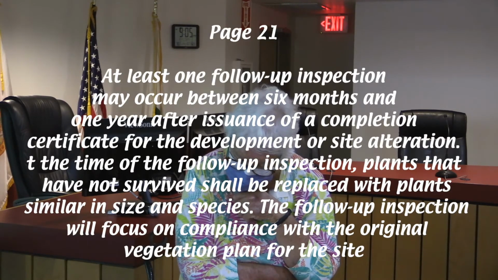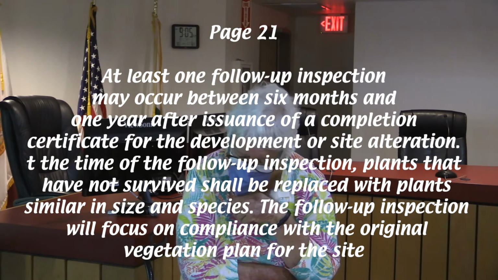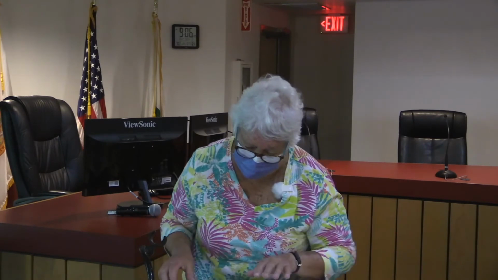At the time of the follow-up inspection, plants that have not survived shall be replaced with plants similar in size and species. So the other part of that too is, remember we talked earlier, one of our requirements is that you need to mitigate. So if you've removed a tree, then the mitigation efforts will be a part of that inspection.